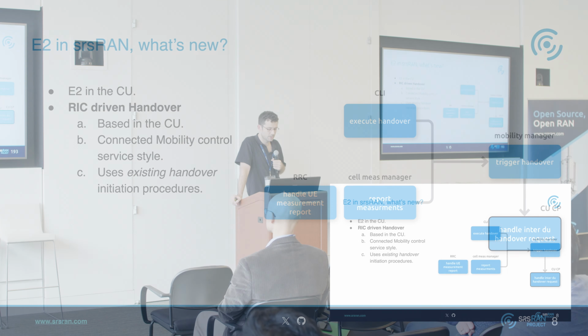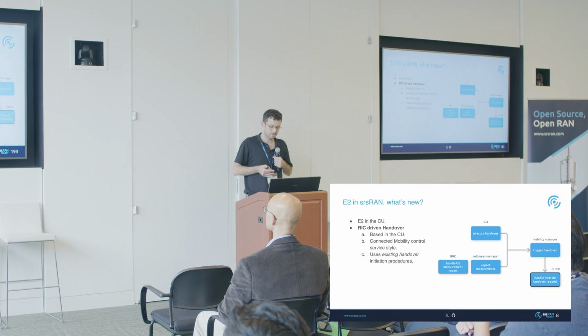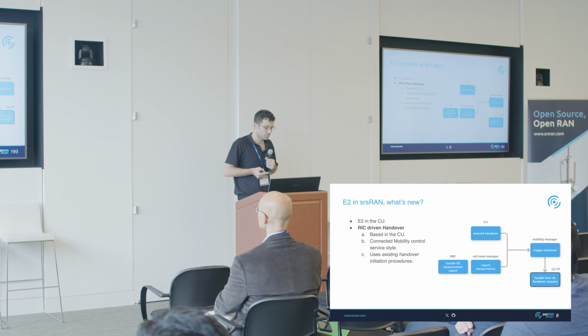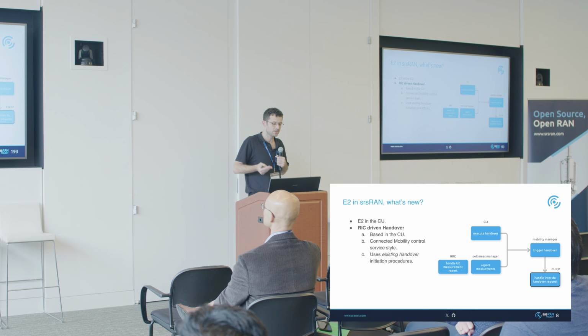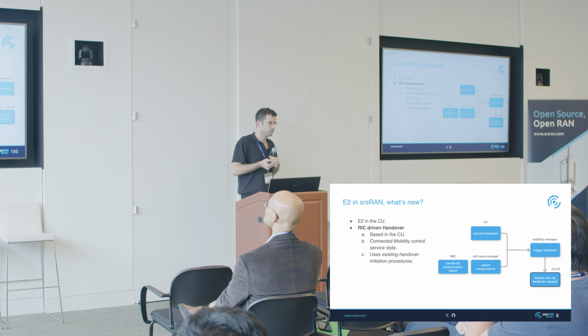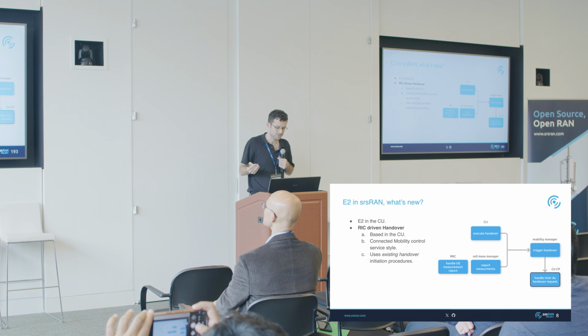of RIC-driven handover. Normally in srsRAN, handover is done in the standard way, according to report measurements done by the UE. The UE is sending report measurements on the cell that it's camped on and on neighboring cells, and then at some point a decision is made in the RC to hand over that UE, and that's how a normal handover works.